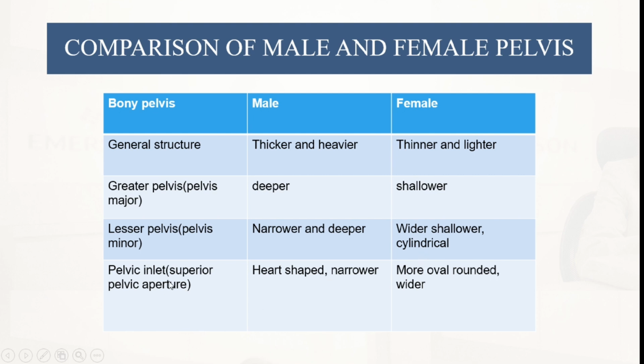Then the pelvic inlet, which is the superior pelvic aperture, in males is heart-shaped and narrower, while in females it's more oval, rounded, and wider. Apart from knowing the male and female types, we can also talk about the types of pelvis, meaning the gynecoid, android, platypelloid, and anthropoid. The gynecoid is the typical female pelvis and the android is the male pelvis.